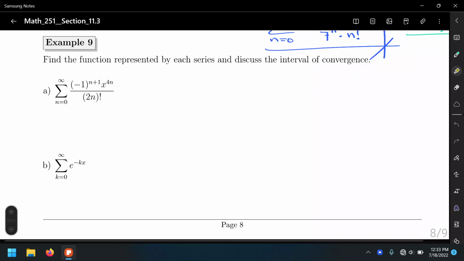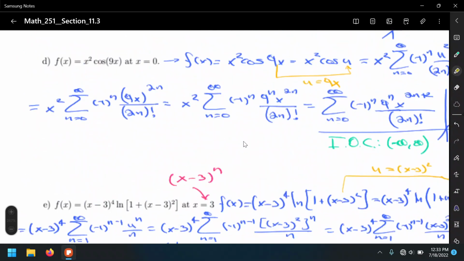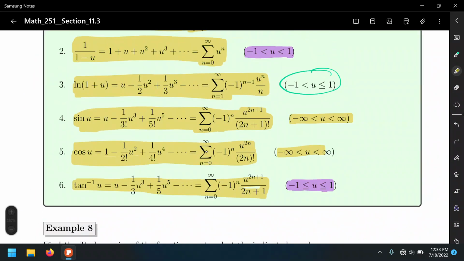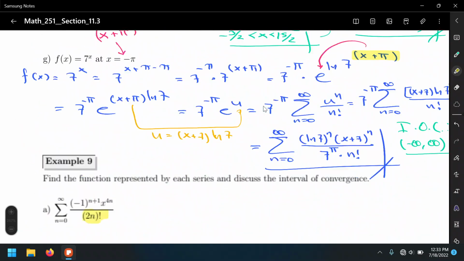For example, here in this case, what I notice is this 2n factorial. And you might wonder where that would come from? Well, looking at the series table right here, the one that has a 2n factorial is the one with cosine. Also, that cosine has a (-1)^n and a u^(2n). So let's see how that is similar or different.